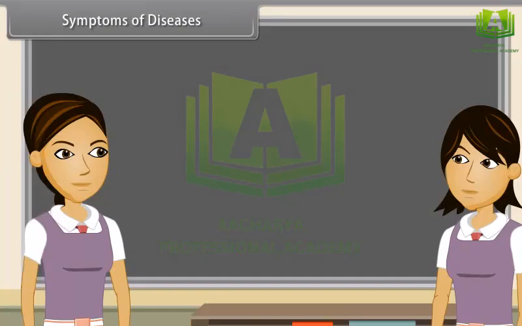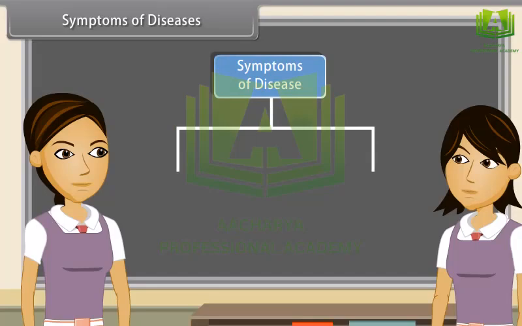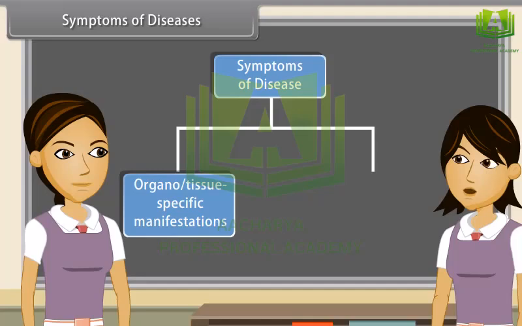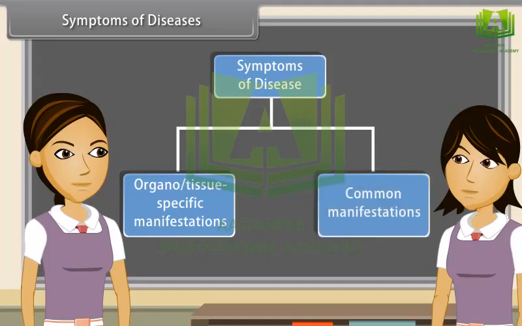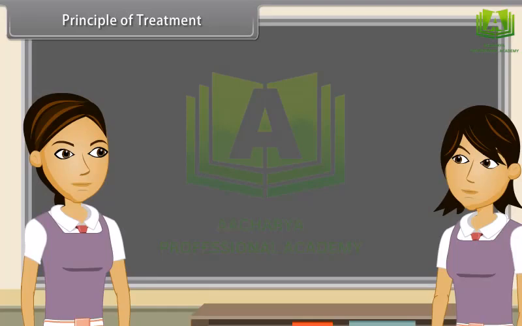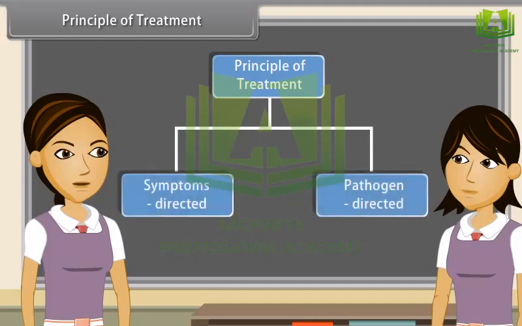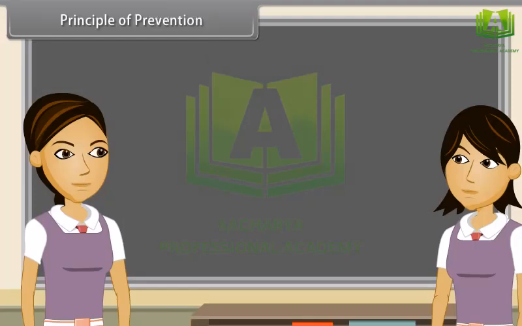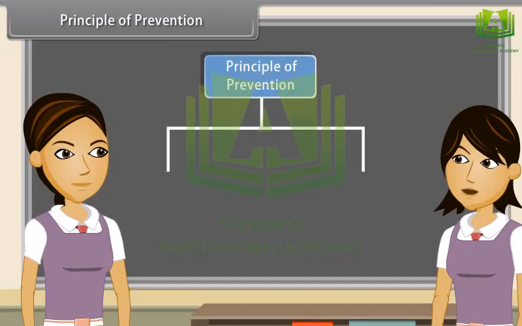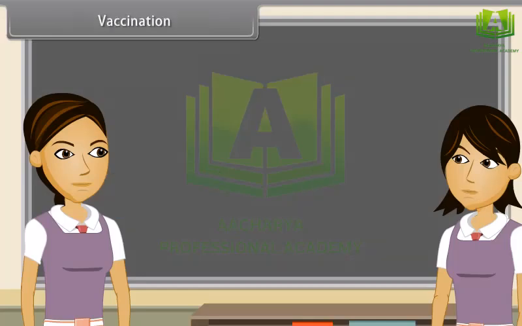Symptoms of diseases. Ankita, I want to tell you that disease symptoms are of two types: organ or tissue-specific manifestations and common manifestations. Principle of treatment. Okay, Madhuri, I also want to tell you the principles of treatment of various diseases are symptom-directed and pathogen-directed. Principle of prevention. Similarly, there are two broad methods of prevention of disease: general ways and specific ways.